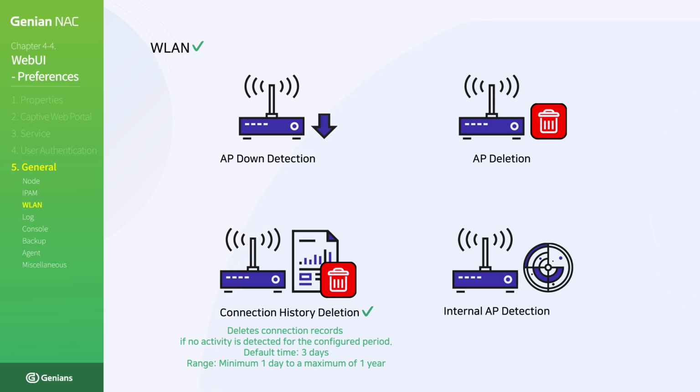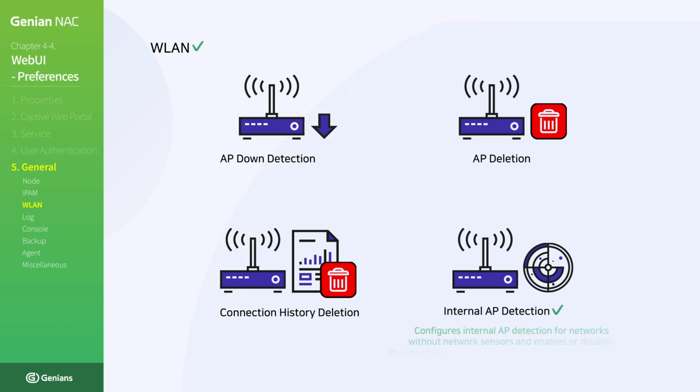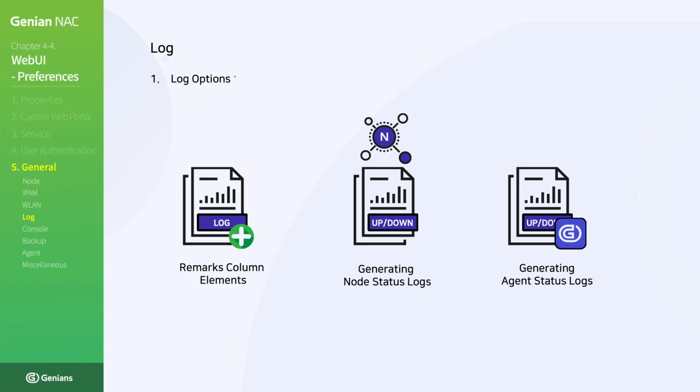AP deletion automatically deletes wireless APs that haven't been reported for a specified period. Default time, 3 days. Range, minimum 1 day to a maximum of 1 year. Connection history deletion deletes connection records if no activity is detected for the configured period. Default time, 3 days. Range, minimum 1 day to a maximum of 1 year.